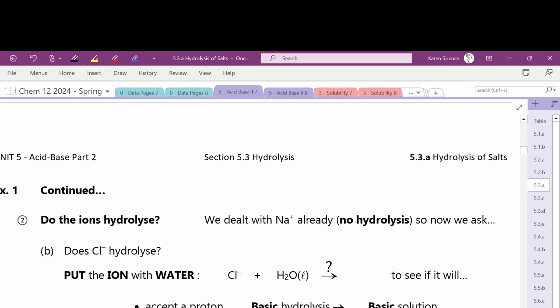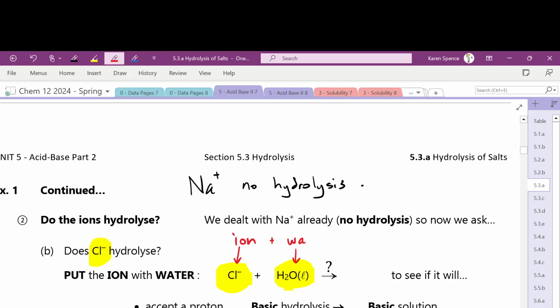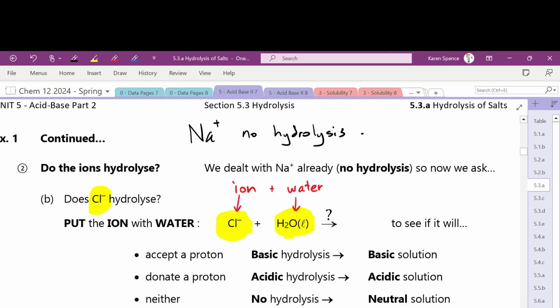Okay, so we had NaCl, we've done Na+, and we discovered there was no hydrolysis. Are we done yet? No, we're not, because we need to look at the other ion as well. We also need to look at the Cl-. So you put the Cl- with water, and you say, what happens? Will it accept a proton? Will it donate a proton? Or will it do neither?